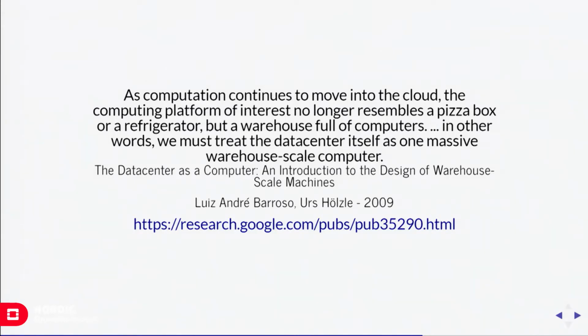The same guys that did the original Google paper that everybody knows and loves have a nice long follow-up from 2009, and there's actually a second edition that I think they released a couple of years ago, which is fantastic. They say all these little pizza box servers are cool, but you really want to think of the entire data center as one computer.